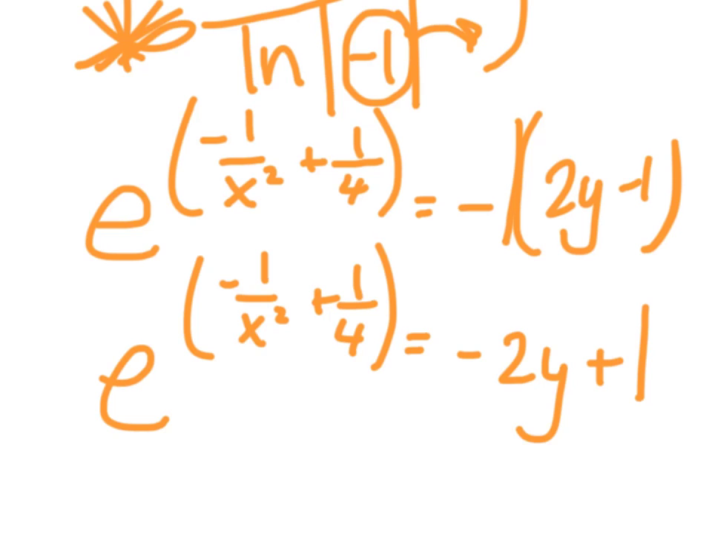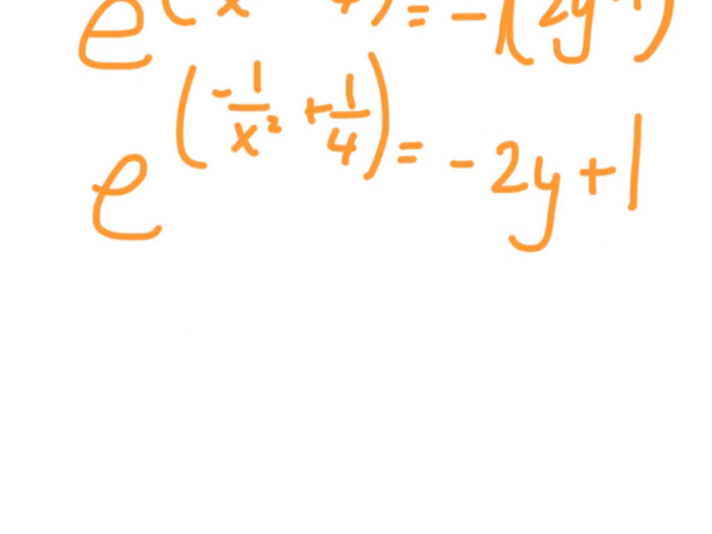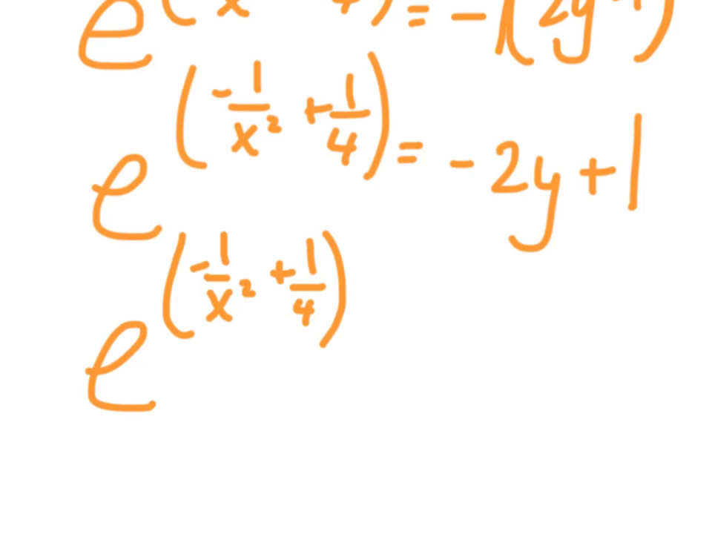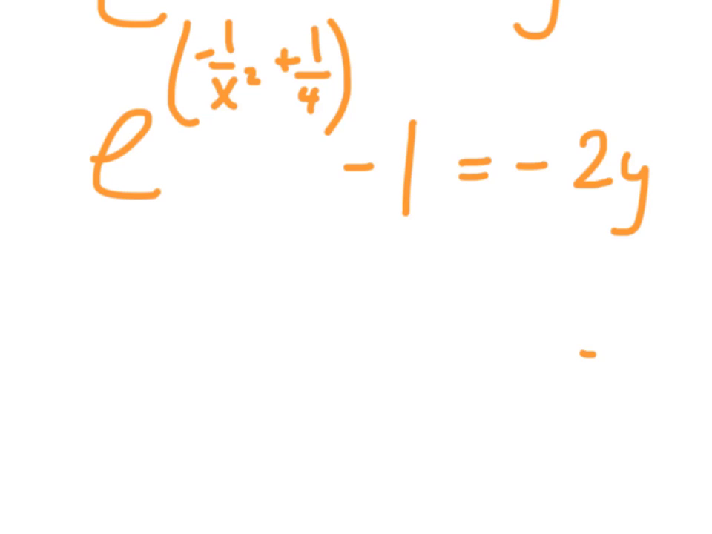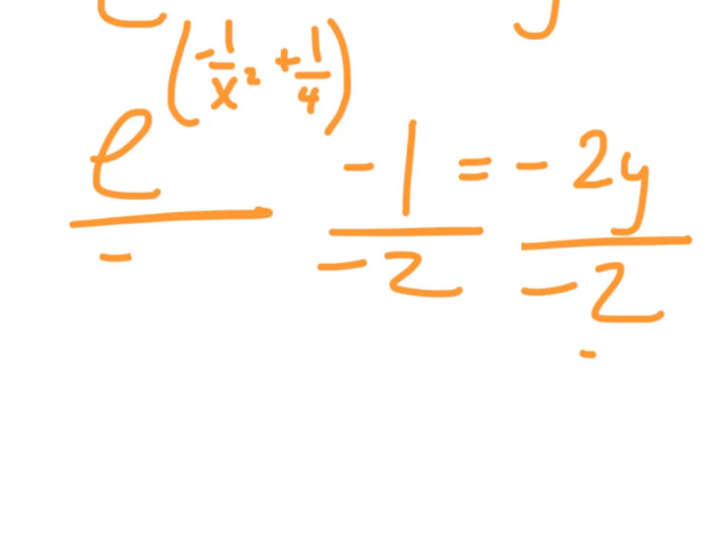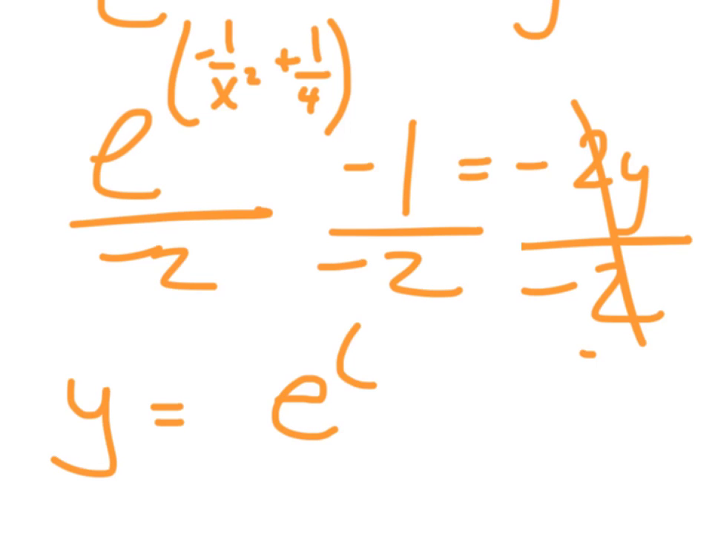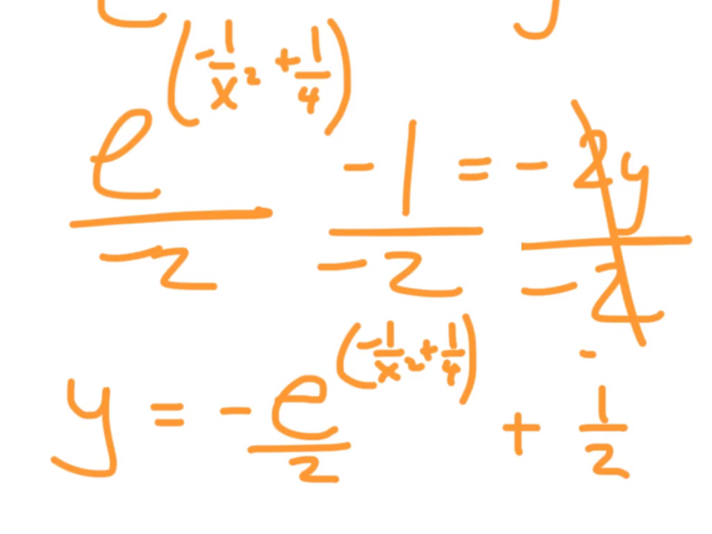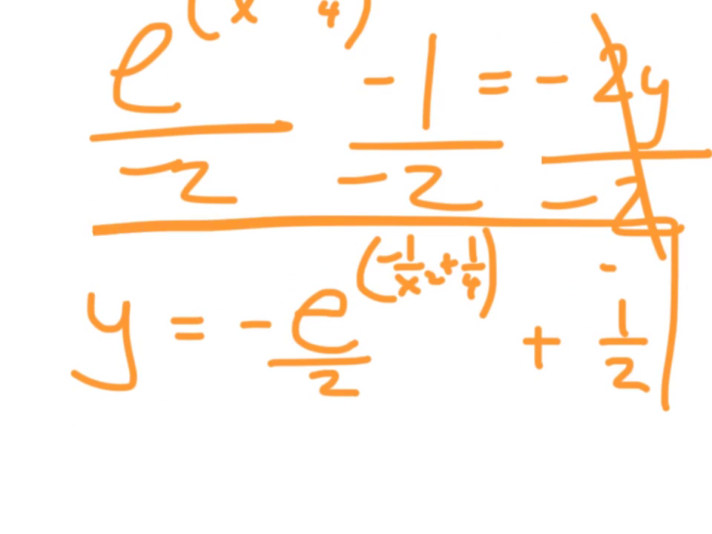And remember, my goal here is just to solve for y, so I'm going to subtract the 1 over. Minus 1. Notice that minus 1 is not in the exponent. And then I just want to divide everything I see by negative 2. And remember, just be fair. I've got a lot of terms here. Each term gets divided by negative 2. So basically, I'm going to get y equals e to the negative 1 over x squared plus 1/4 divided by negative 2 plus 1/2. Oops, that should be negative e to that junk plus 1/2. And I have officially solved this separable differential equation.